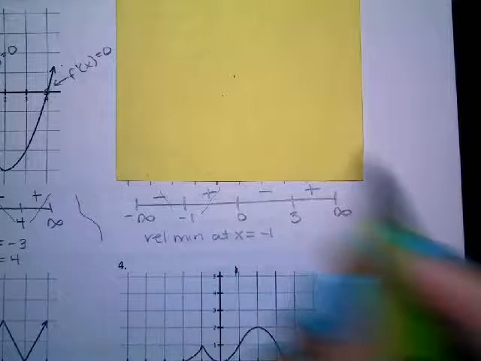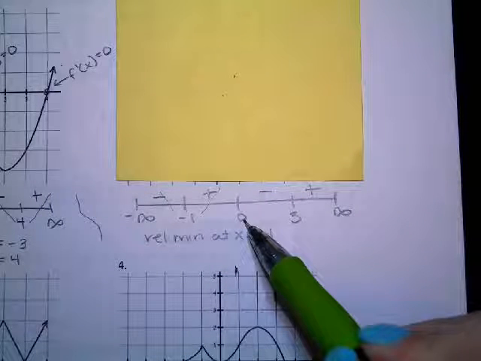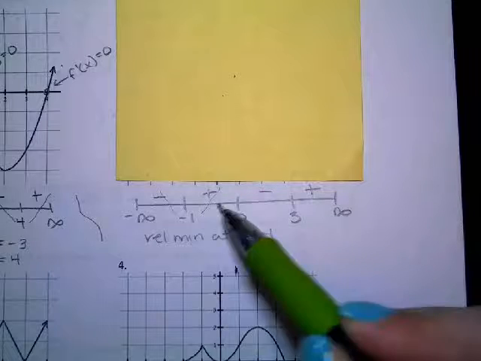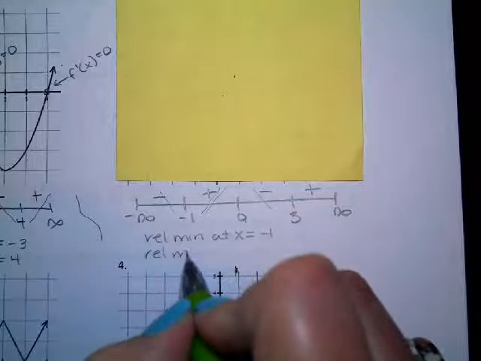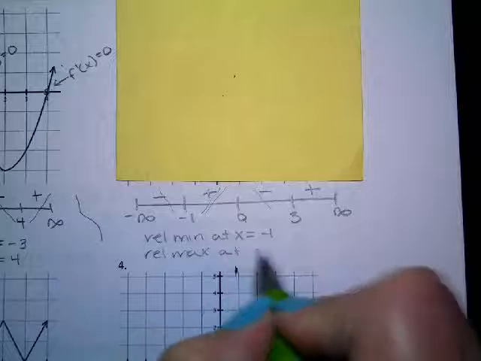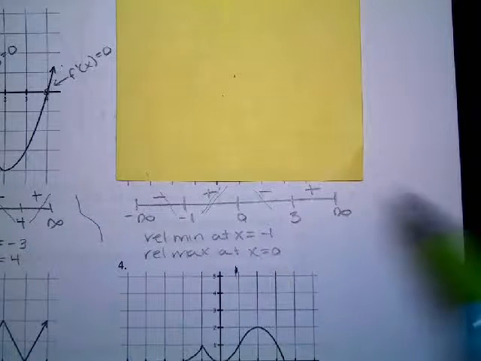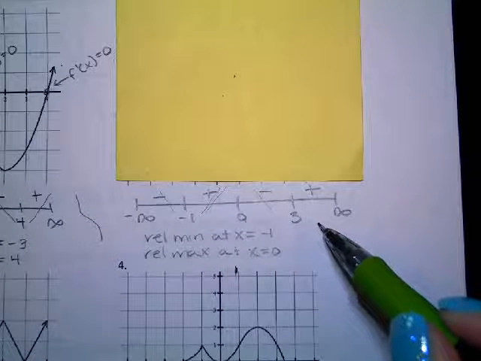Okay. What's happening at 0? Increase to decrease. What's happening at 3? Decrease to increase.